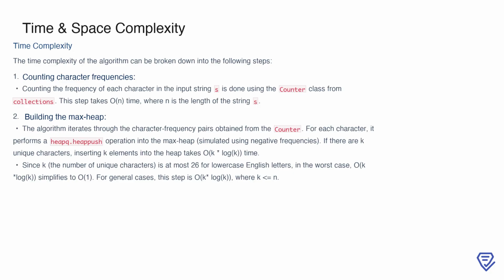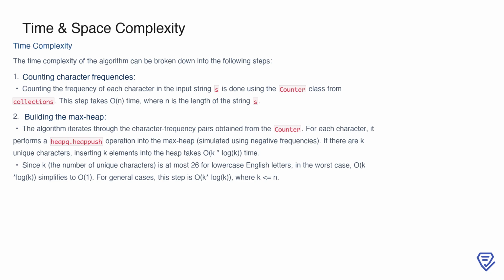Here, we iterate through the character frequency pairs and insert each one into the heap using the heapq.heappush function. If there are k unique characters, this step involves k insertions, each taking O(log k) time. However, since the total number of unique characters, k, is at most 26 for lowercase English letters, the worst-case complexity simplifies to O(1). In general cases, where k could vary up to n, this step has a complexity of O(k * log k).